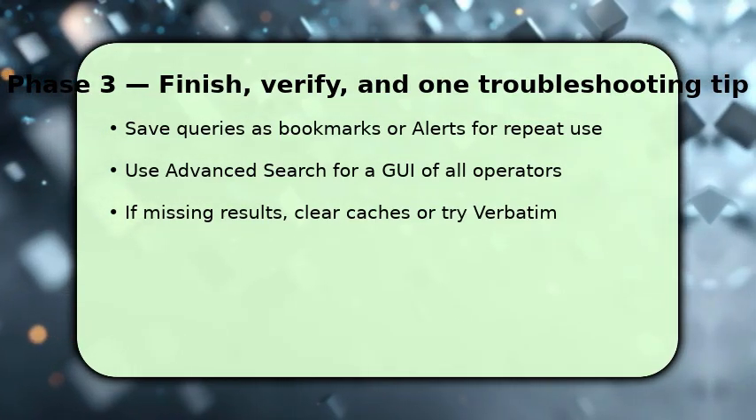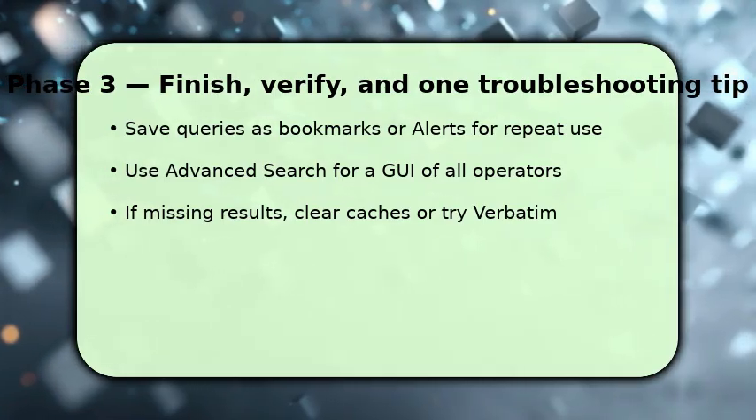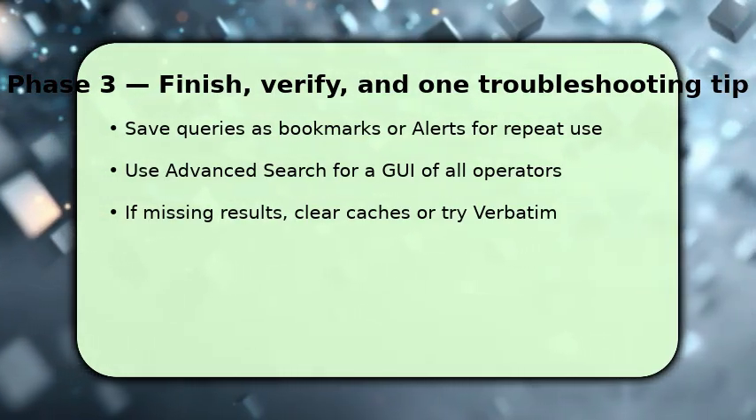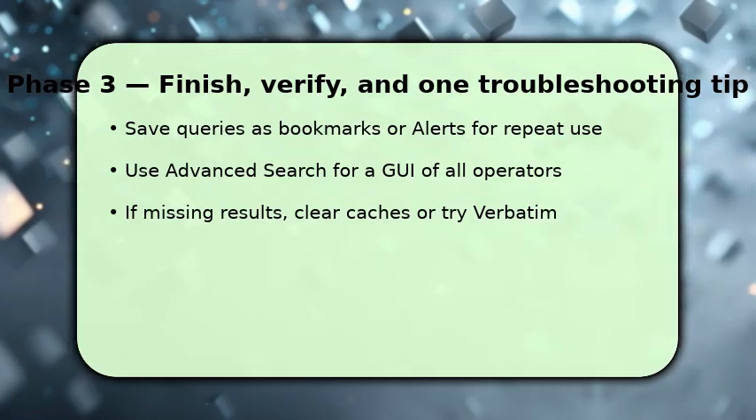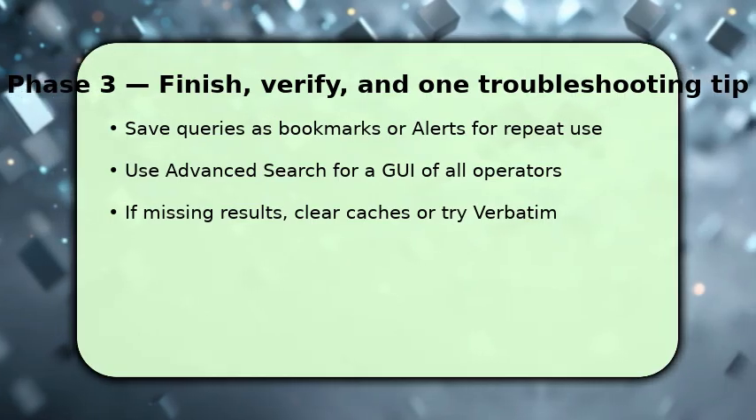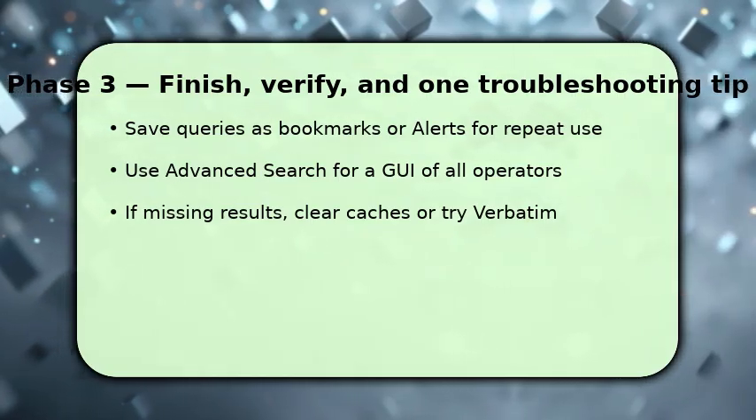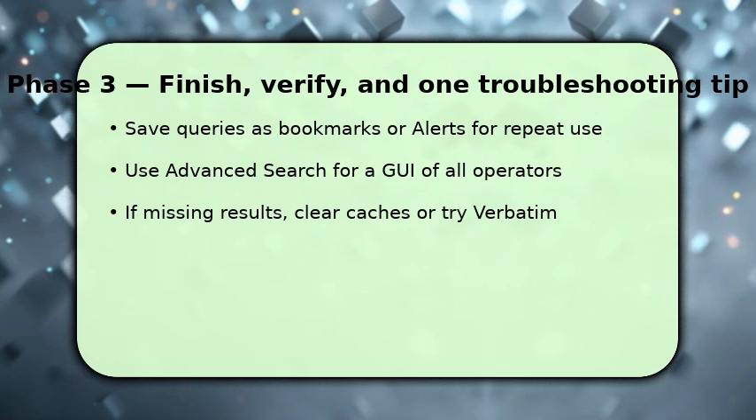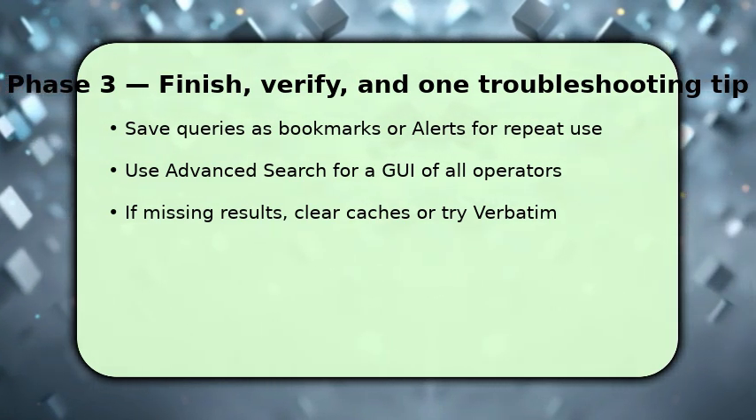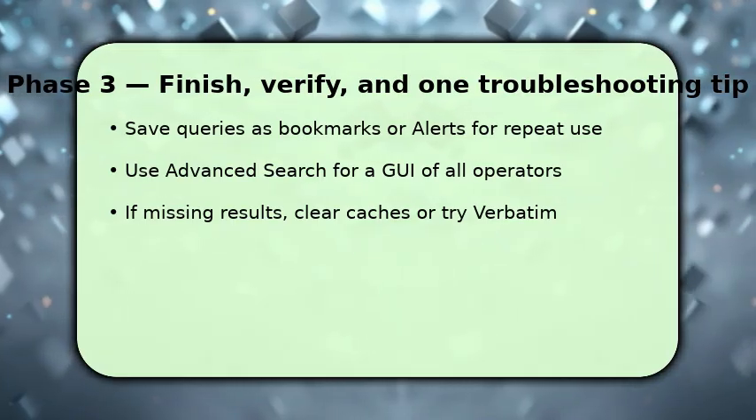If you prefer a visual interface, open Advanced Search to set these fields without remembering syntax. Make sure to test variations, swap quotes, broaden time ranges, because different terms change rankings. Troubleshooting tip: if expected pages don't show, clear browser cache, sign out of personalization, or enable verbatim so Google stops expanding your terms and shows exact match.